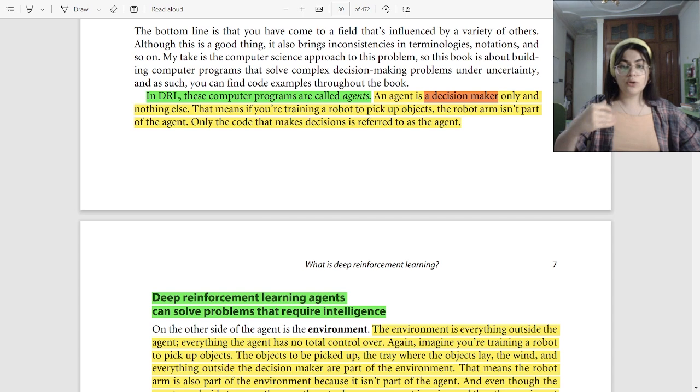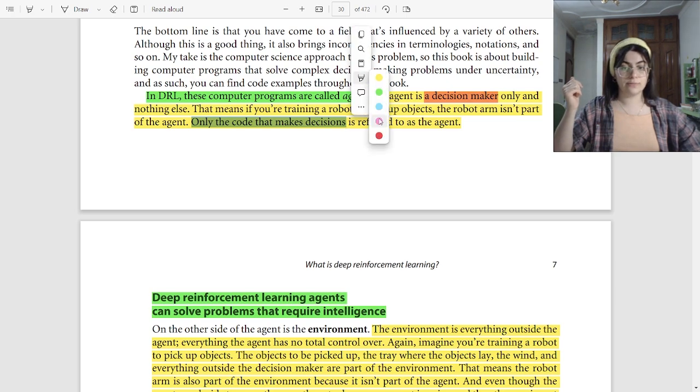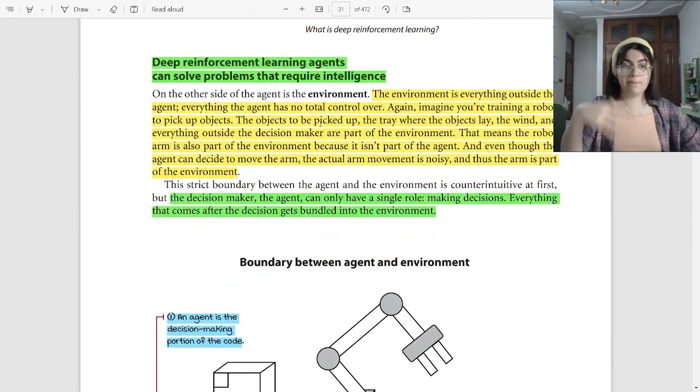That means if you are training a robot to pick up objects, the robot's arm isn't part of the agent. Only the code that makes decisions is referred to as the agent. So for better explanation, we have this page which says deep reinforcement learning agents can solve problems that require intelligence.